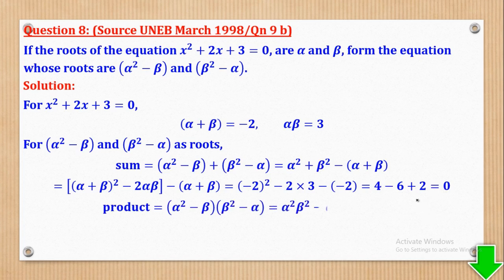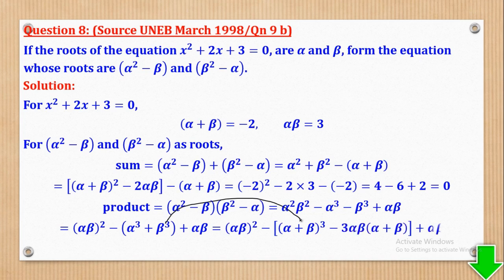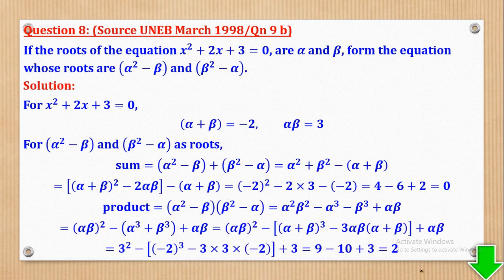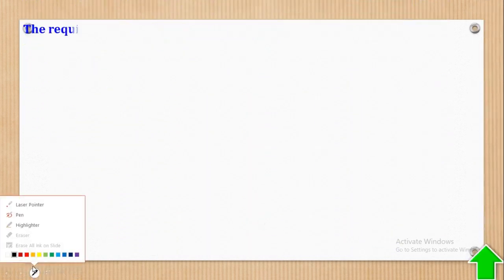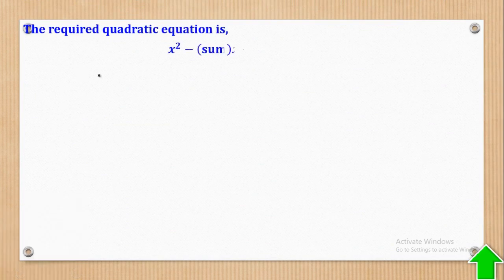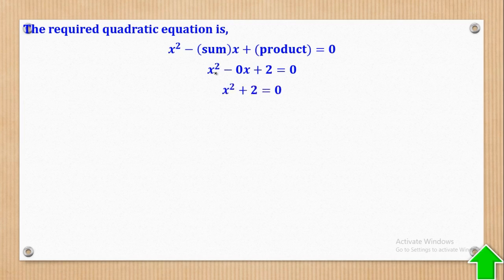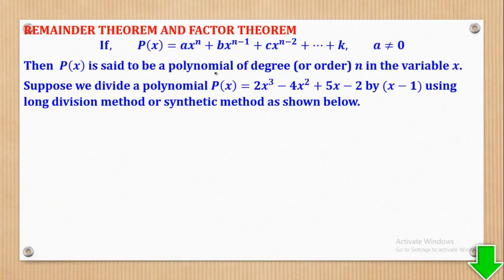What about for the product? Still expand, factorize, simplify. Then you can substitute and be able to come up with 2 as the product. So now we have sum and product of roots. Therefore, the required quadratic equation will be got from this. So substitute for sum and substitute for product. Therefore, that will be the quadratic equation. So that has been part C.